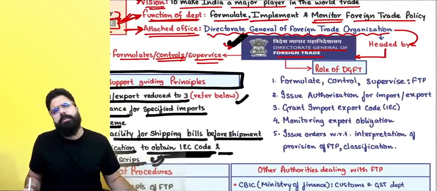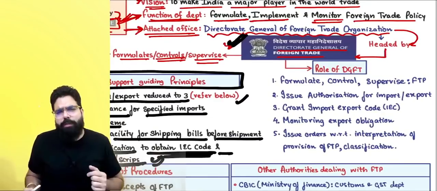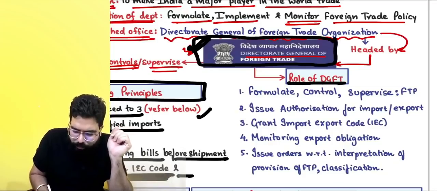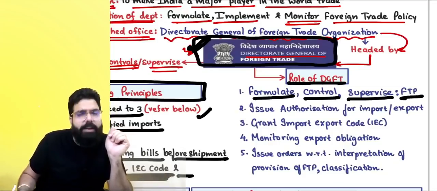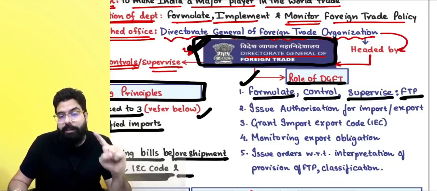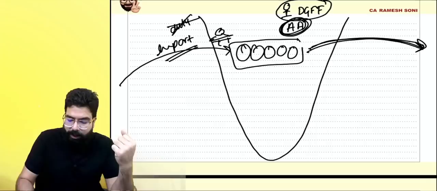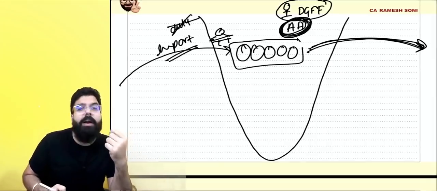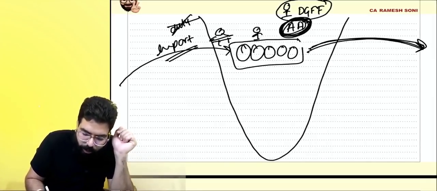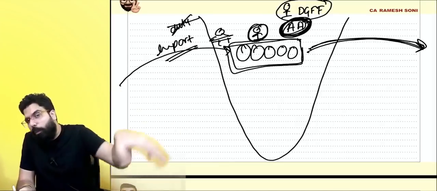Everyone listen. This Directorate General of Foreign Trade, what is the role of the Directorate General? He is the boss. He will formulate, control, and supervise the foreign trade policy. Basically, he makes the foreign trade policy and controls it. He will issue this authorization, and later he will supervise whether a person to whom one authorization is given is actually making in India or not.